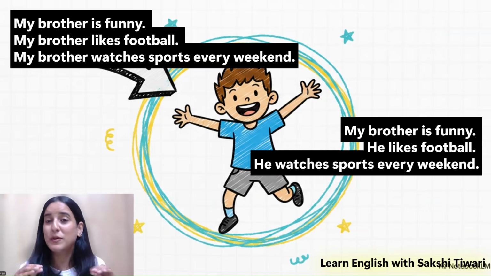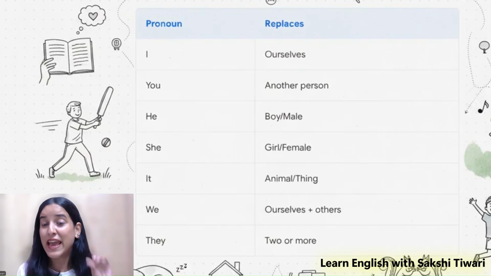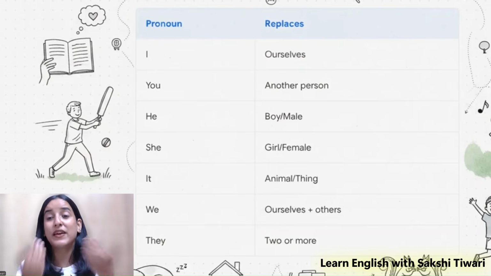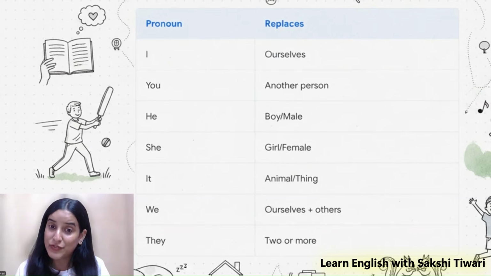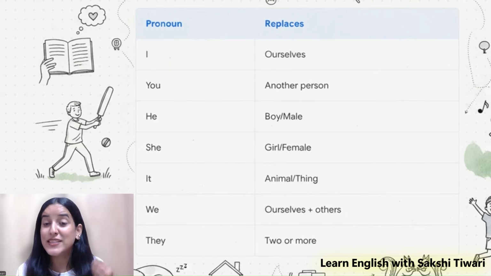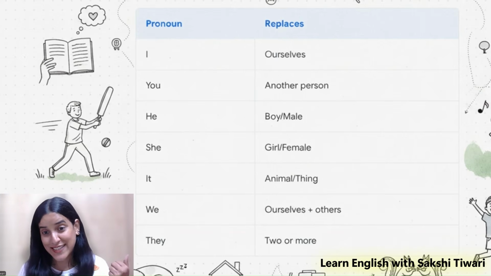So let's meet some common pronouns, all right? सबसे पहले है I. We use I when we are talking about ourselves, right? जैसे कि I am Sakshi. I love teaching English. Yes, you, the next one is you. We use you when we talk to someone. जैसे कि you are a student. You are watching this lesson, right?